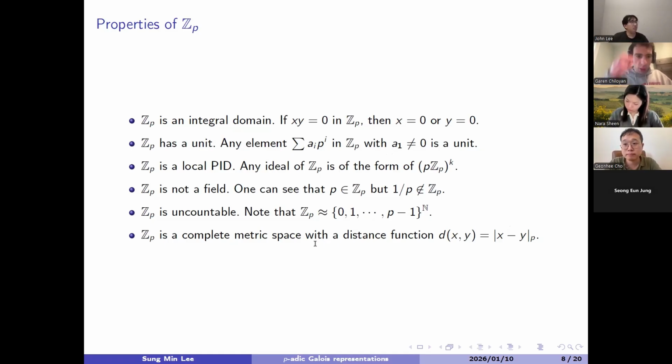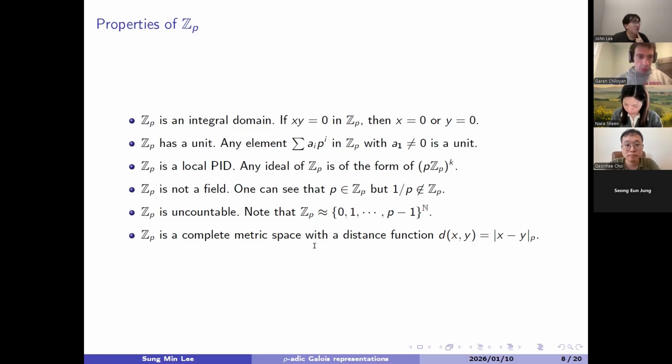Oh, okay. And say the definition of the third point. What is a local PID? Local PID. Local means every prime ideal is a maximal ideal. So one example of the local. I don't know about that. I think local means local ring. Yes.